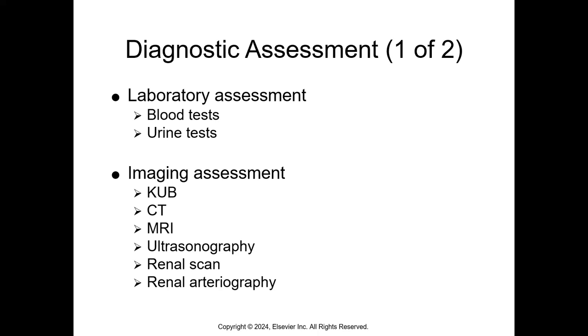Another lab test is cystatin. Let me spell this for you. Cystatin C. So this is an indirect modifier of GFR. So it's another indirect way that we can measure the person's GFR.